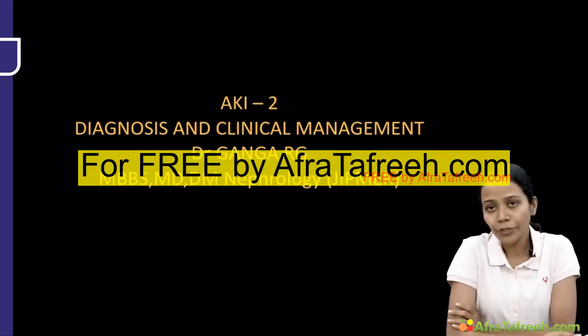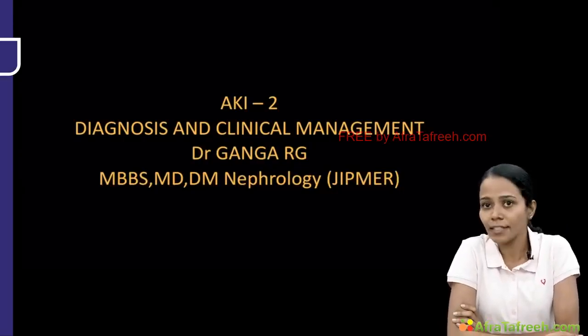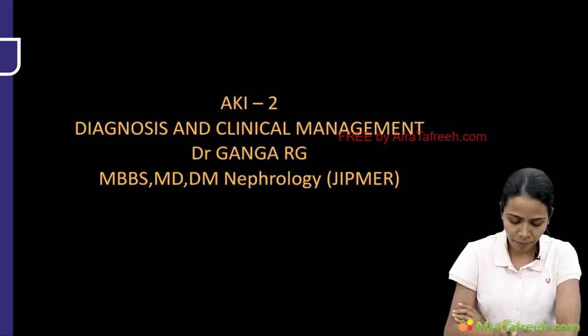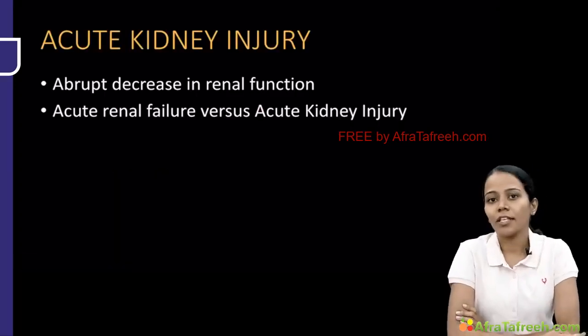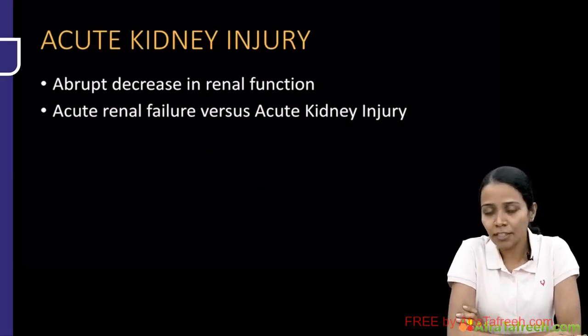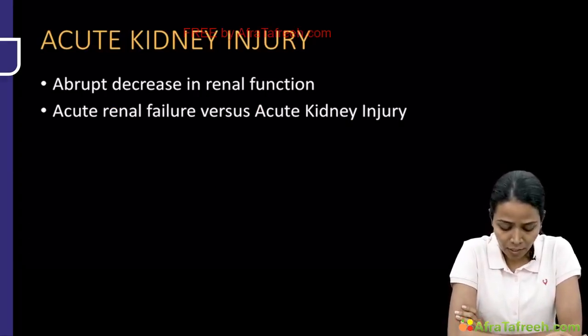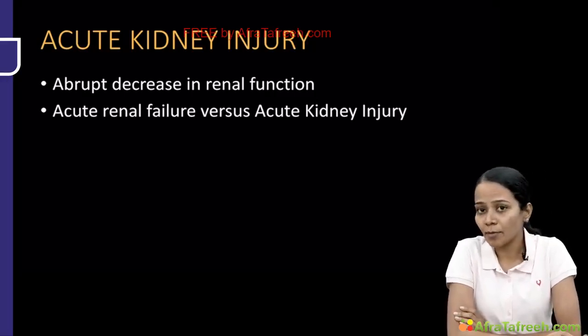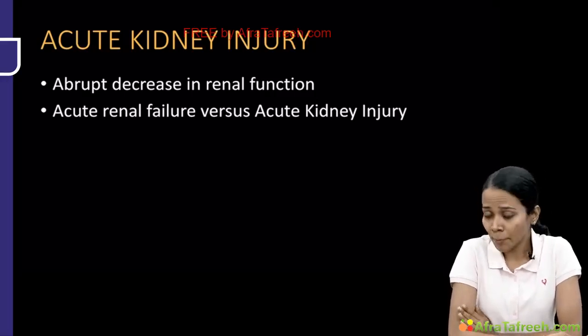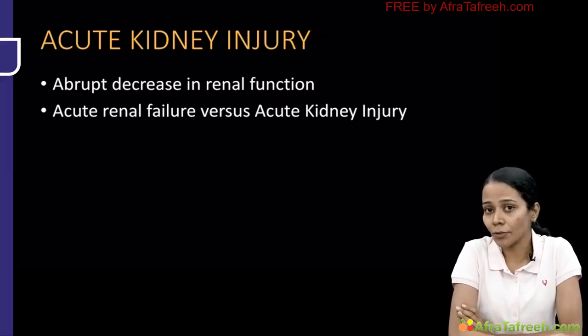So today we are going to deal with the second part of acute kidney injury, which is diagnosis and its clinical management. Okay. Now what is acute kidney injury? Like we already discussed, it's an abrupt increase in serum creatinine or abrupt decline in the renal function, which is also known as the glomerular filtration rate. Okay. So earlier it was known by a term called acute renal failure. But now that term has become almost obsolete and it is replaced by a term called acute kidney injury.